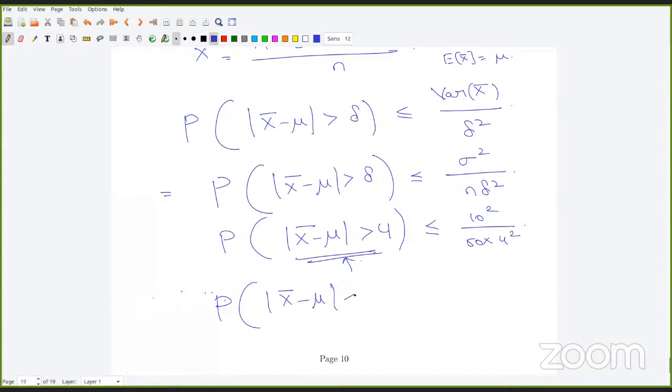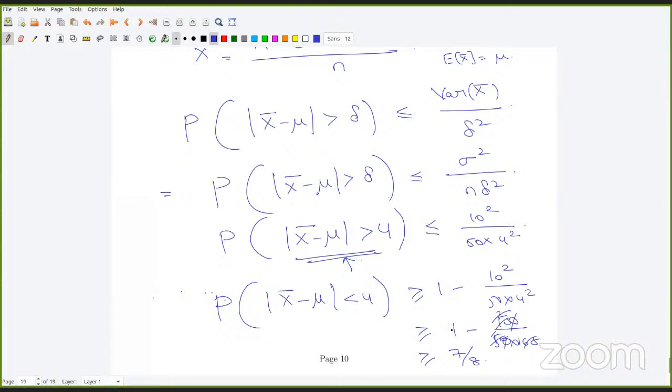P of |X bar minus mu| less than 4 will be greater than or equal to 1 minus 10 square by 50 into 4 square. So this will be greater than or equal to 1 minus 50 into 16 to 8. So it will be greater than or equal to 7 by 8.